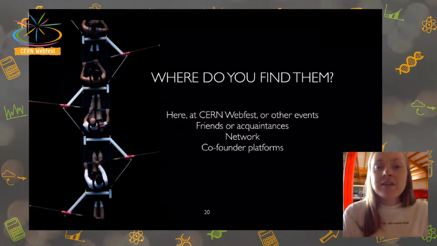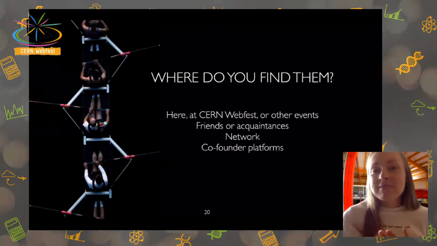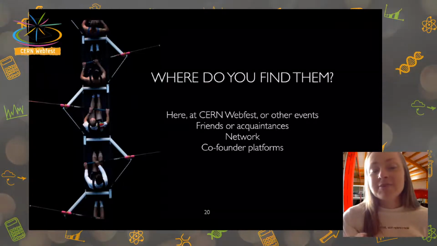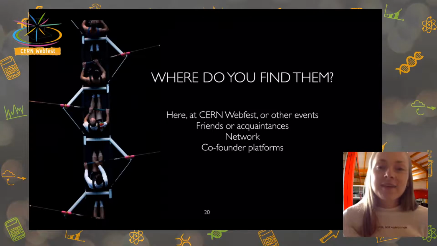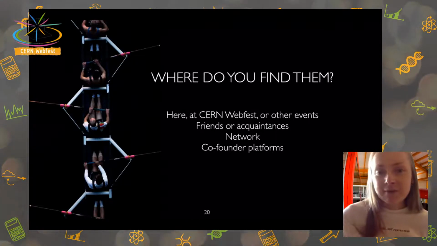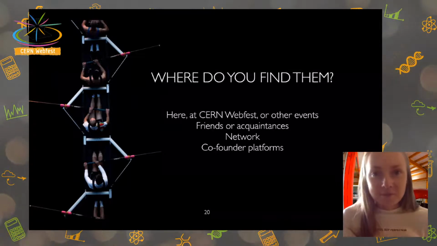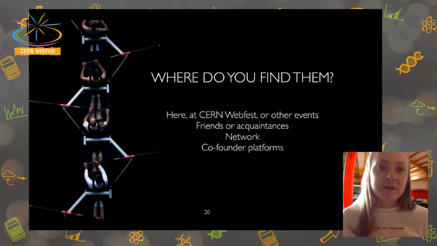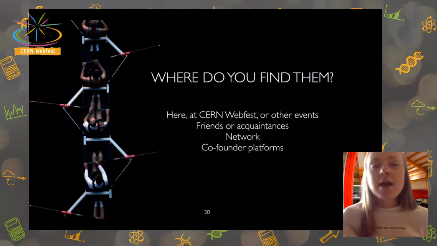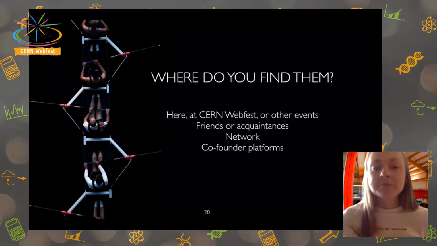So where do you find your team members? Well, some of you have a team already. You can find them here at the CERN Webfest or at other events. You can also look for team members among your friends or acquaintances. The good thing here is that you already know them, so you don't have to spend that much time getting to know them to learn their strengths and weaknesses. You can probably tell early on if you will work together well.